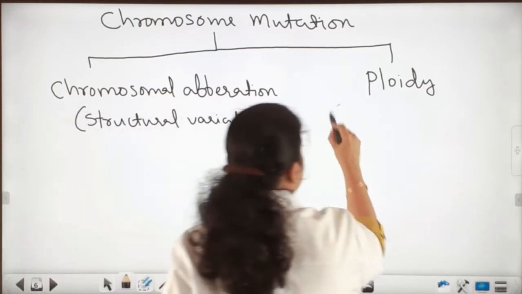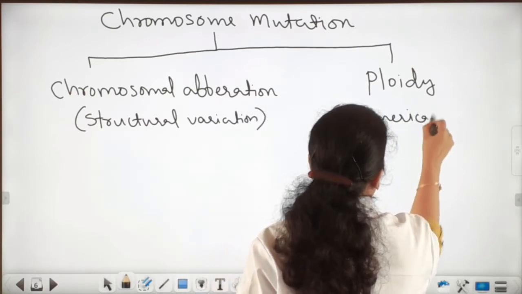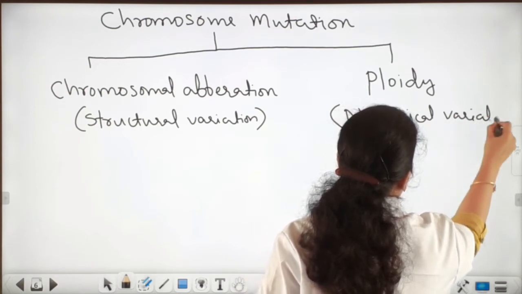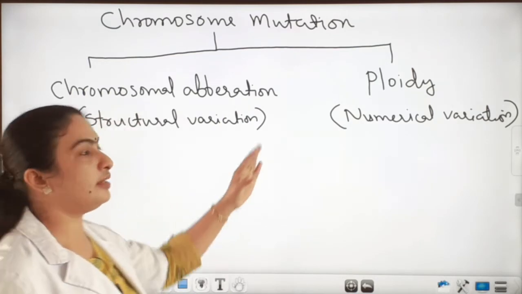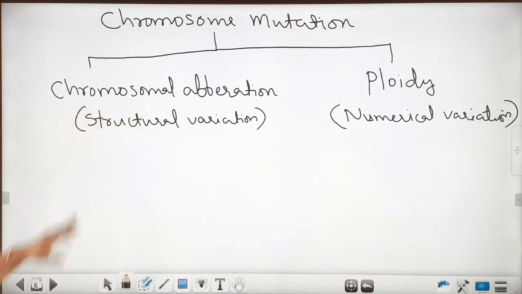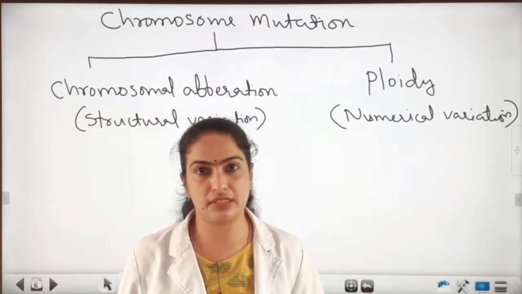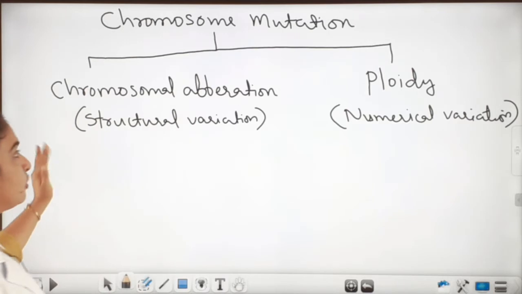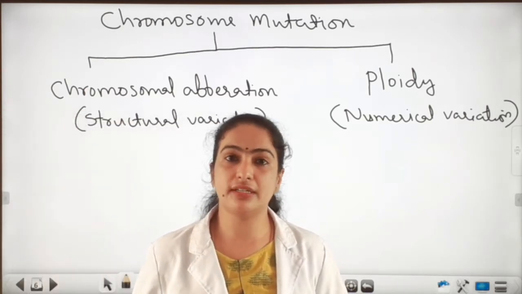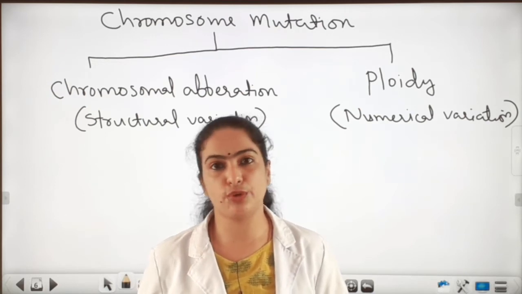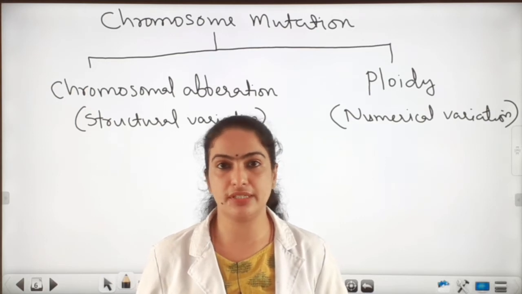And here this is numerical variation, that is the ploidy. Numerical variation of chromosome is called ploidy, and the structural variation is called chromosomal aberration. This is the reason for chromosomal mutation. First we can see the chromosomal aberration. As I told you, the chromosomal aberration is the change in the structure of chromosome that leads to mutation, and that mutation is the chromosomal mutation.